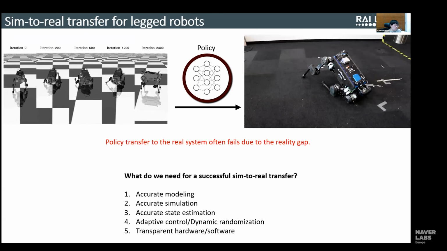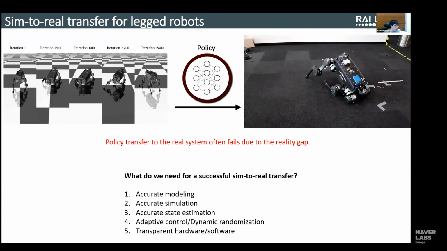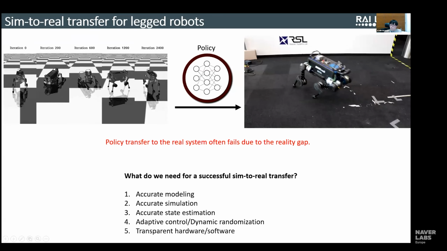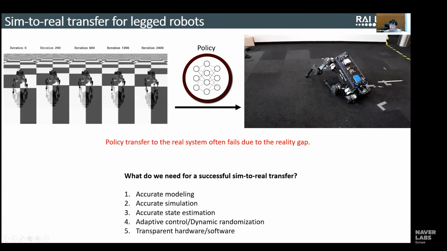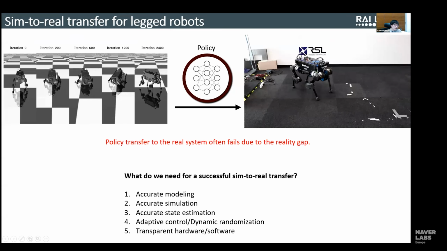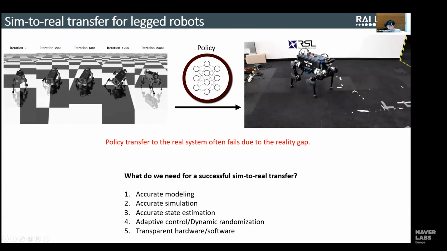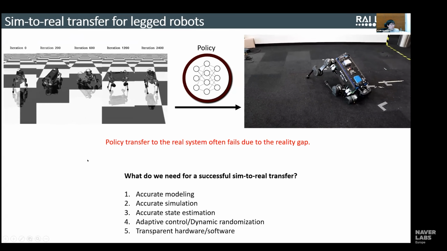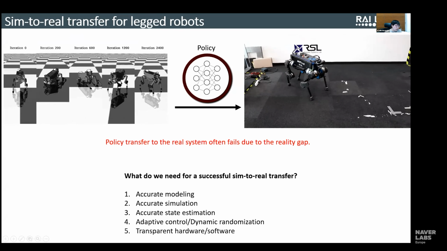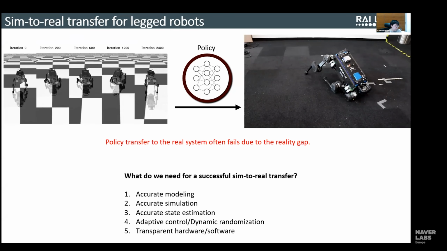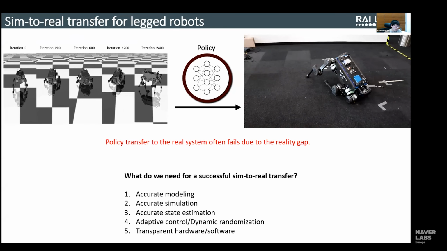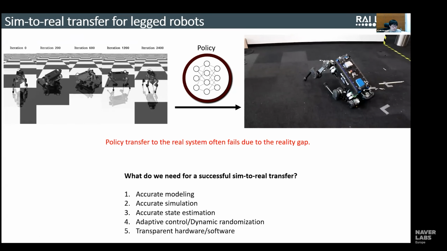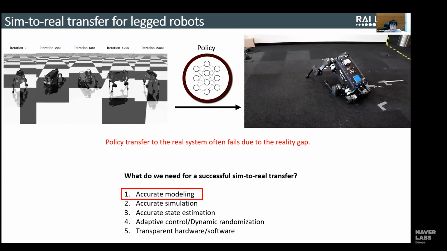If you don't know what sim to real is, it's a method of training a control policy in simulation. And once you have the neural network parameters, you deploy the network on the real system. Here there are a bunch of obstacles you have to overcome, and I listed these five. In this presentation, I'm going to talk about accurate modeling, accurate simulation, accurate state estimation, adaptive control, dynamic randomization, and transparent hardware and software. Okay, so let's first talk about the first one.